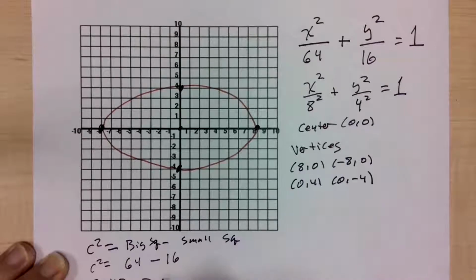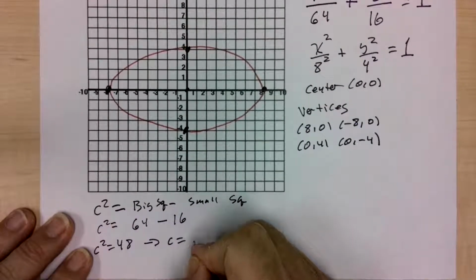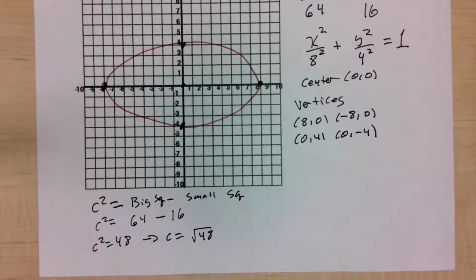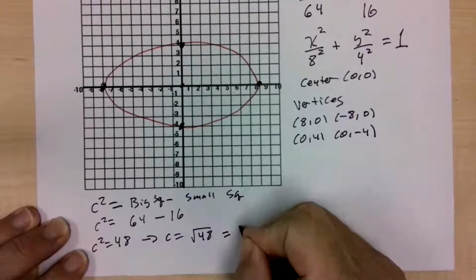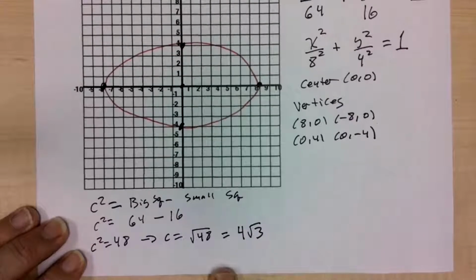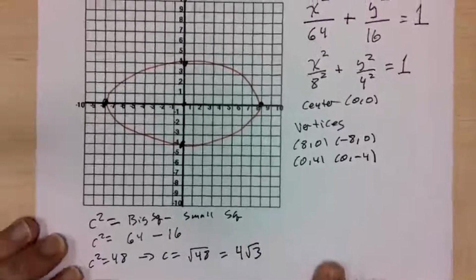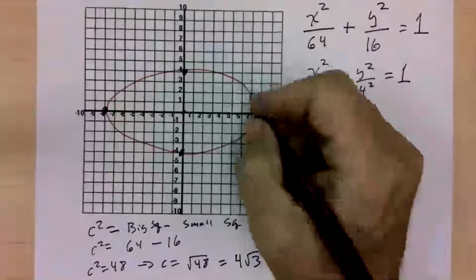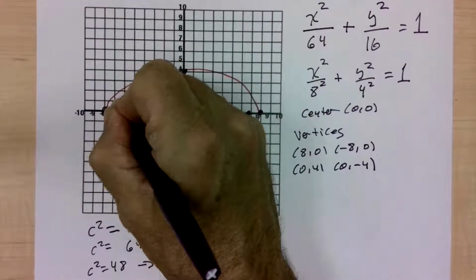which would mean that c is the square root of 48, which I believe is 16 times 3, right? 16 times 3, so 4√3. And square root of 48 is very close to the square root of 49, so it's very close to 7. So let's go ahead and put our two focal points in on our graph. So we'll put one very close to 7 here, one very close to 7 here.